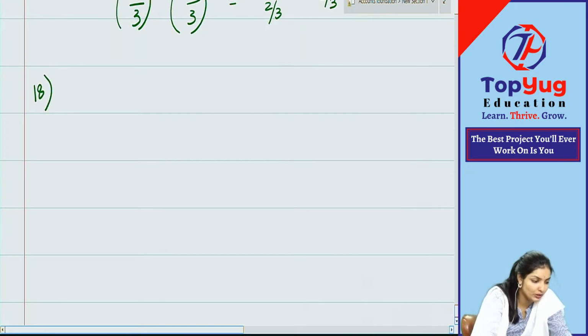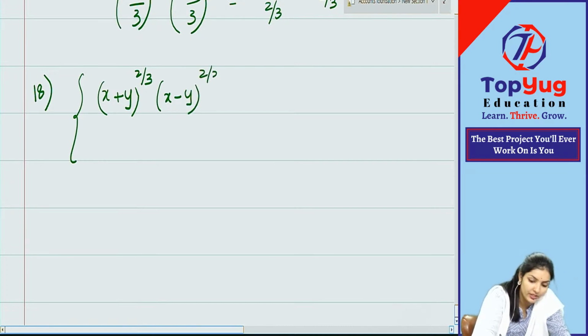So let me write the question properly in the first place. Flower bracket is given, a big bracket, x plus y to the power 2 by 3 into x minus y to the power 2 by 3.